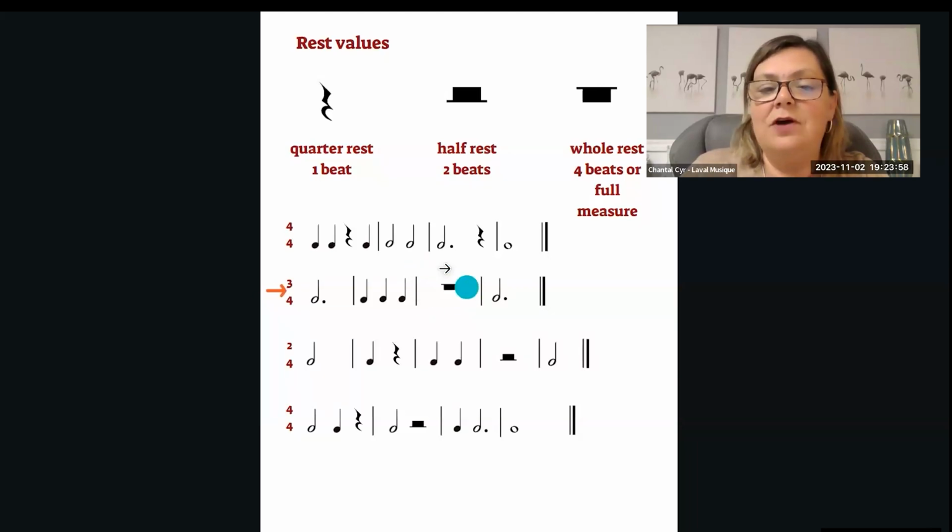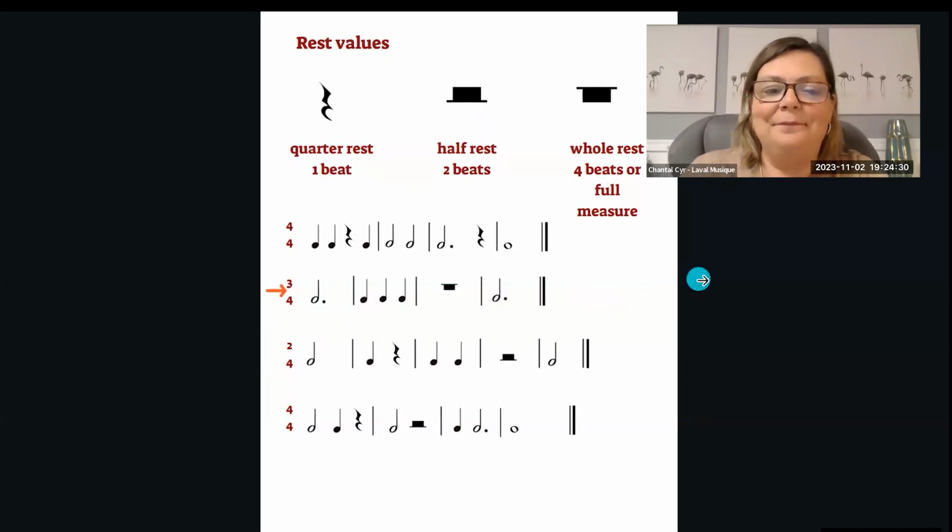Now, a bit of a controversy. This whole rest can be used to represent the whole measure, but we do see some methods that will actually do a dotted half rest, just like a dotted half note. So it's possible to see that, okay? A half rest with a dot would be the same thing as a dotted half note, which equals 3. So both are correct. We do see both.